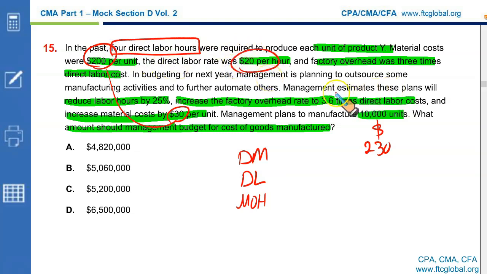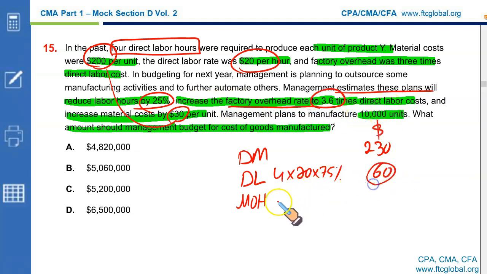But it says that the labor hours are going to reduce by 25%, which means 4 hours at the rate of $20 is going to be reduced by 25%, just multiply it with 75%. 4 hours at the rate of $20 times 75%, the labor cost is going to be $60. The manufacturing overhead rate or factory overhead rate is 3.6 times the direct labor cost. This is your direct labor cost, so manufacturing overhead is going to be 3.6 times the new labor cost of $60. So 3.6 times 60 gives you 216.